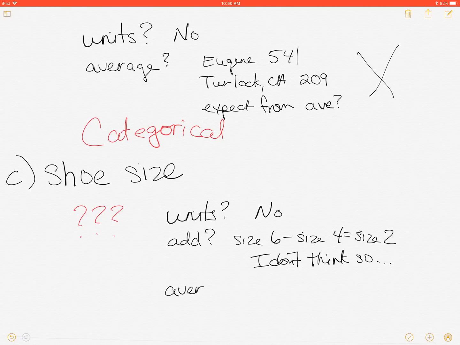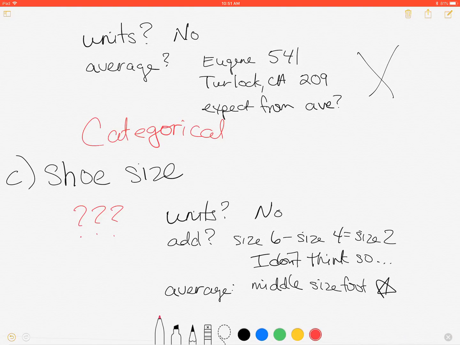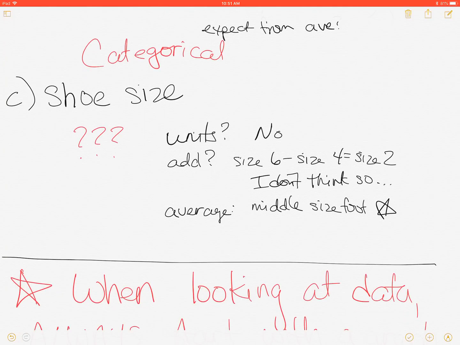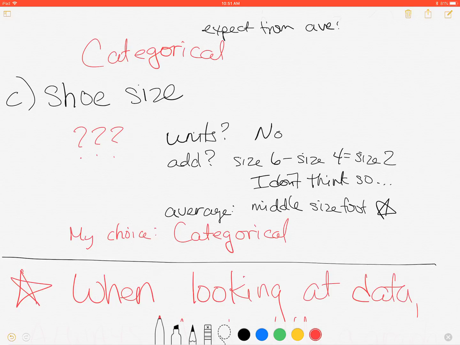But if you think of an average, the middle size foot, that would make sense. So, you don't have to make a decision on this. I'm going to jump on the categorical bandwagon. But really, this one's up to you.